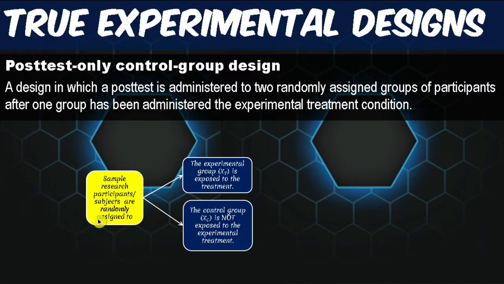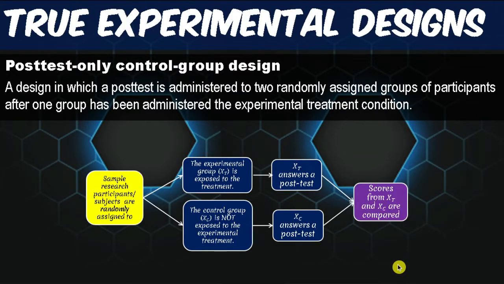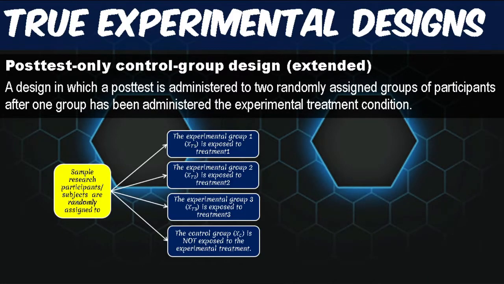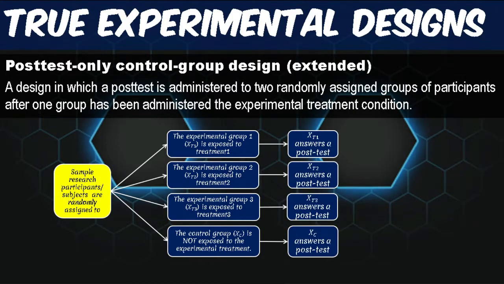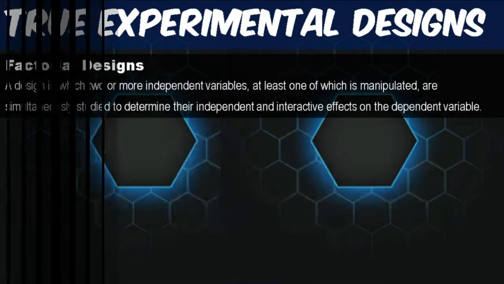Randomly assign your sample, randomly assign the comparison groups. They answer a post-test, or you measure after the exposure to the treatment, and then the scores or values are compared. It could be extended again to more than 2 comparison groups. So you have more than 1 experimental group. They are all exposed to the treatment and then measured after. The researcher will be the one to compare the results.